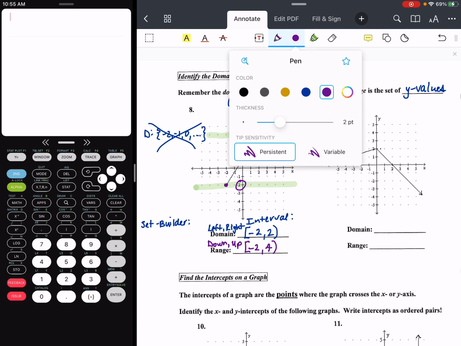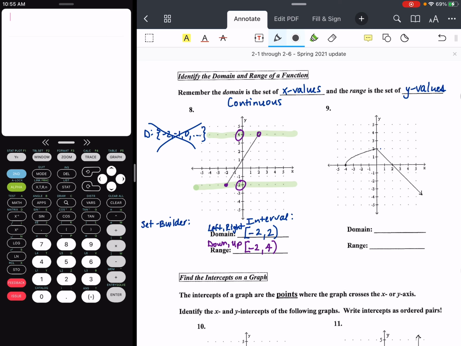All right, and rewriting these in set builder notation, the domain, I would write the set notation, the squiggly braces, x such that, and then I'm going to write an inequality representing that interval. -2 is less than or equal to x is less than 2, and then squiggly braces. So that would be my domain in set builder notation. My range in set builder notation: y such that -2 is less than or equal to y is strictly less than 4.